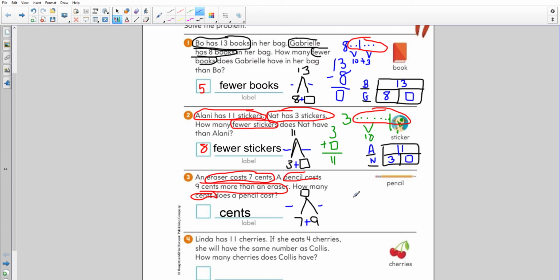Please go ahead and pause the video and give it a try. Make an equation that will help you solve for the missing number. When you're done, unpause the video.